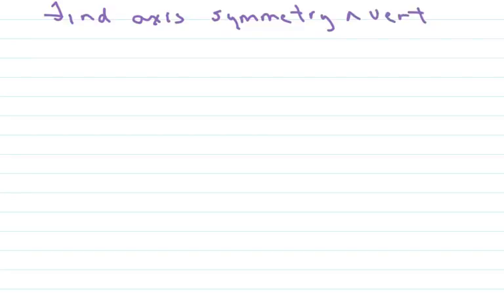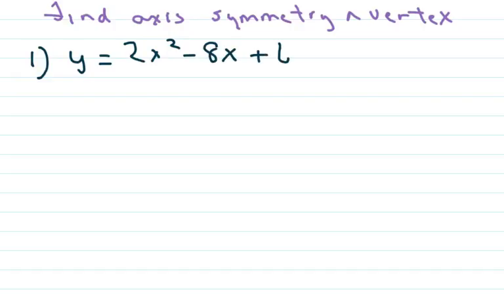So no more graphs. We will do that in the next video, and we're just going to do finding the axis of symmetry and the vertex. You need to get this part down, and then we can start graphing these in the next video. So for the first one, we have y equals 2x squared minus 8x plus 6.